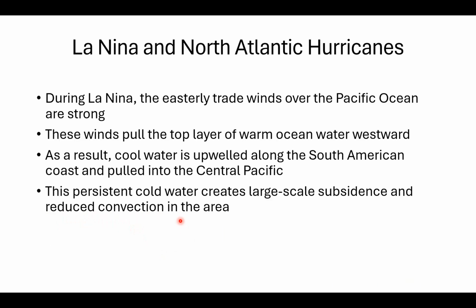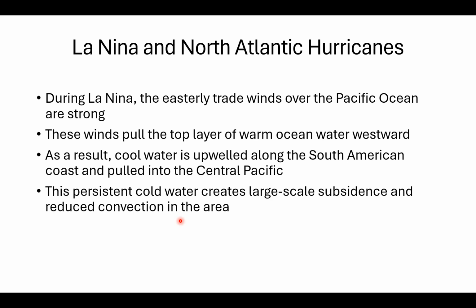All right, so some of the key aspects of La Nina and the North Atlantic hurricane seasons. During La Nina, the easterly trade winds over the Pacific Ocean are stronger, and these winds pull the top layer of warm ocean water westward. And as a result, we get cooler water that upwells itself along the South American coast that eventually gets pulled into the Central Pacific, that cooler water.